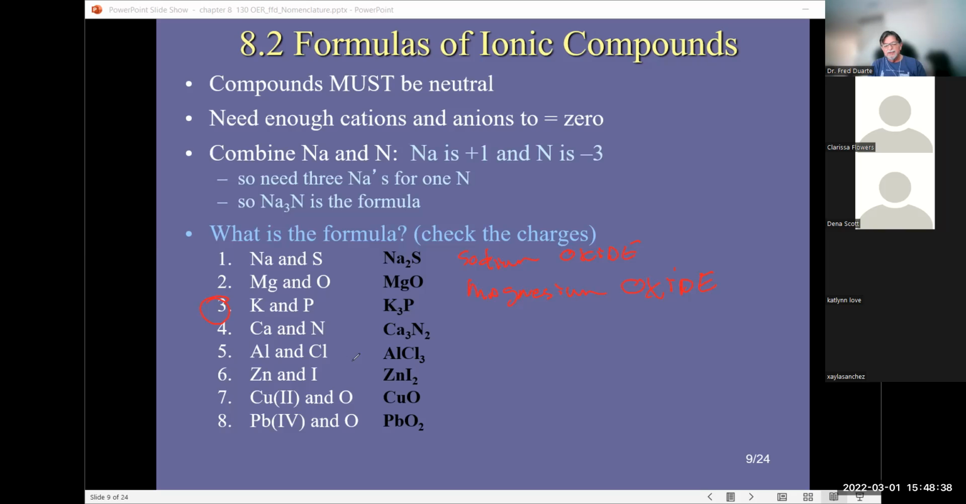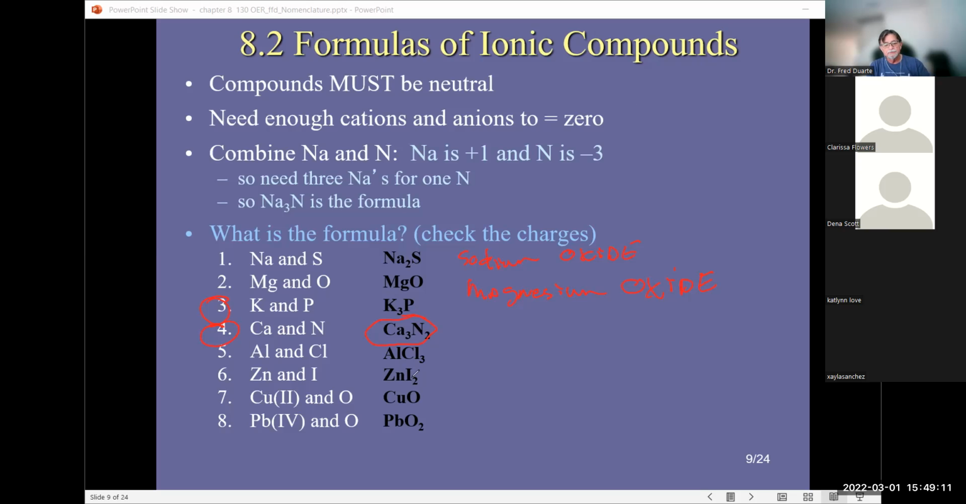Now, in the case of number 4, I had to find a common denominator, which was 6. So I needed to add 3 calcium, which each one has a +3, and I needed to add 2 nitrides because each one's a -3. So it gives me a total of +6 and a -6, which equals 0 when I put them together. Okay, that makes sense?